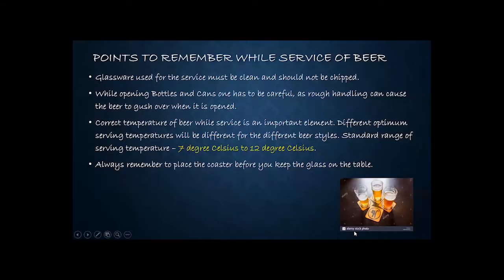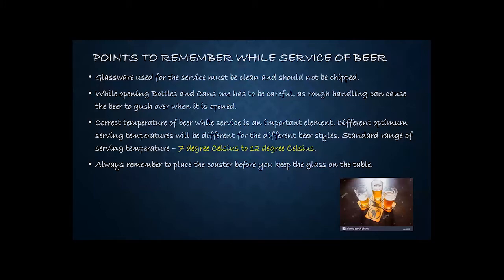Points to remember while service of beer. Glassware used for service must be clean and should not be chipped. While opening bottles and cans, one has to be careful as rough handling can cause the beer to gush over when it is open. Correct temperature of beer while service is an important element.